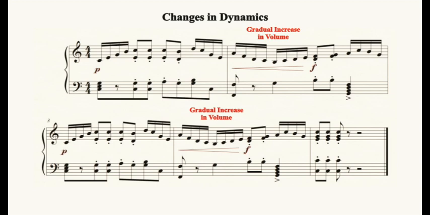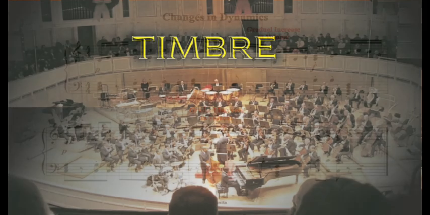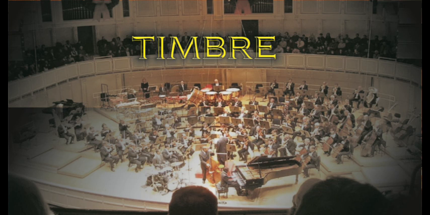Let's move on to the topic of timbre. Timbre, our final characteristic of tone, is that quality of sound which makes any particular instrument sound like that particular instrument. In other words, timbre is the quality that makes a piano sound like a piano, a guitar sound like a guitar, a voice sound like a voice, or a trumpet sound like a trumpet.